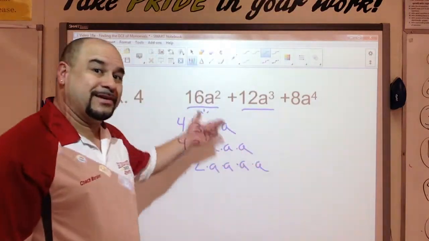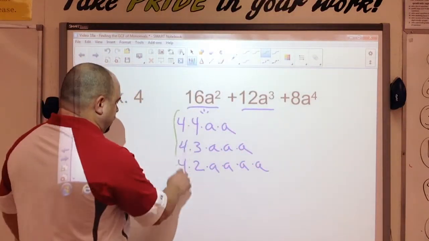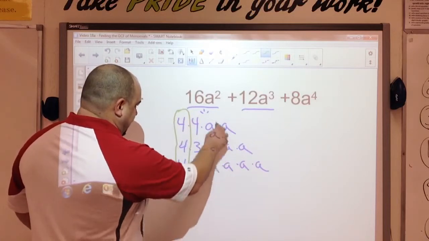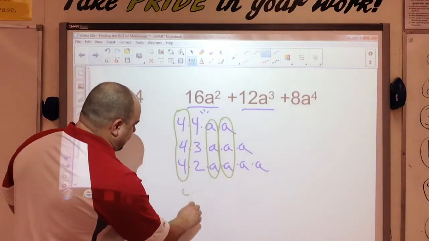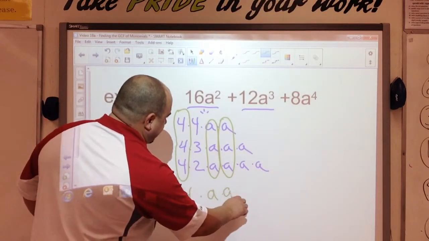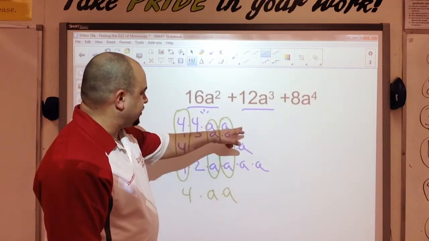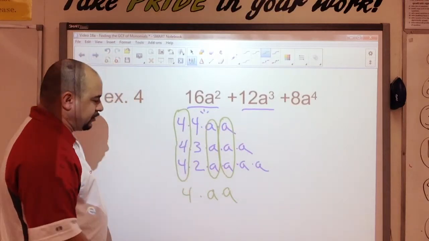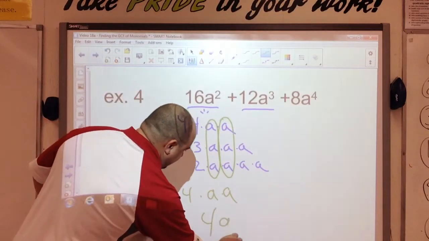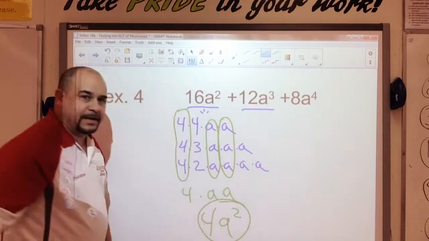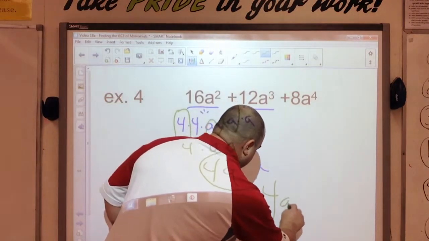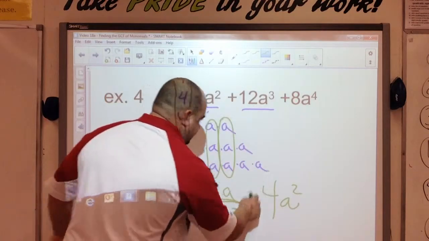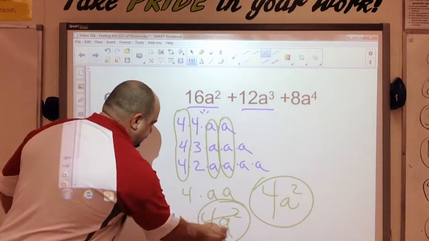Now I have to circle what's in all 3. Last time it was 2, now it's 3 of them. So I have a 4 in all 3. I have 1 a in all 3, and another a in all 3. So I have 4 times a times a. Yes, there's a's here, but there's not one here. It's got to be in all 3. So my GCF is 4a squared. Alright, sorry about my handwriting. 4a squared. Okay?